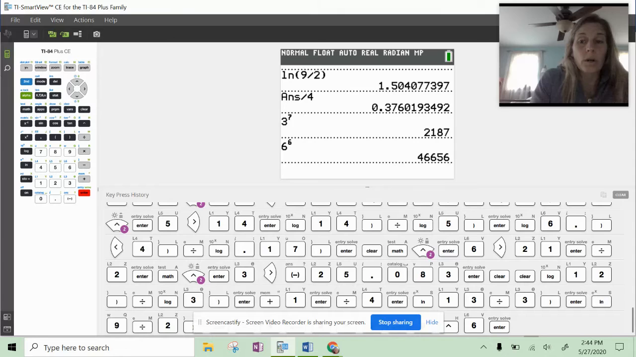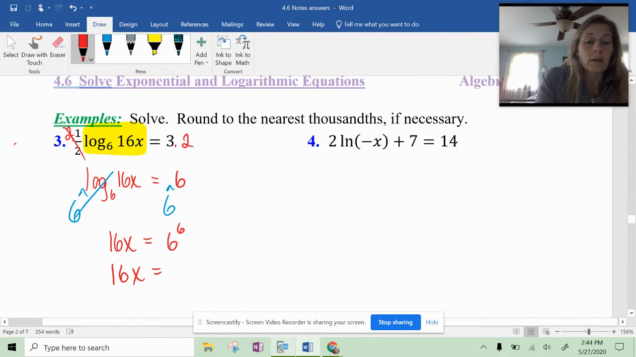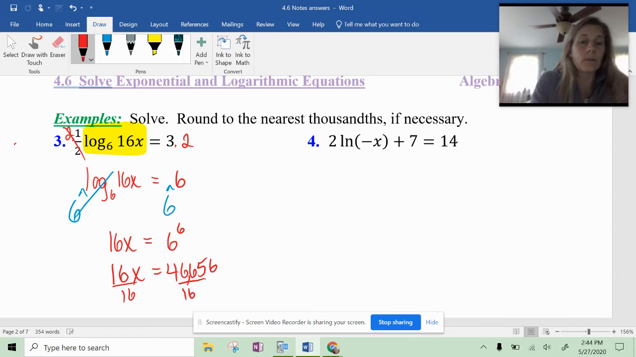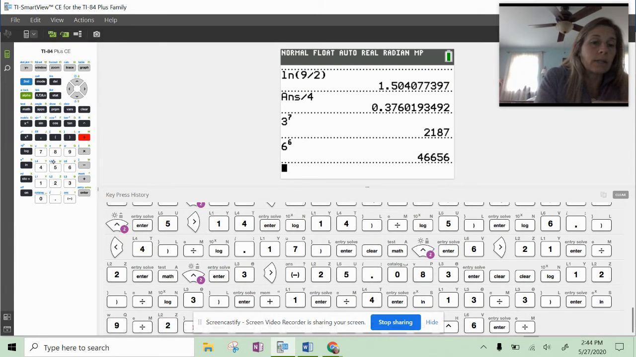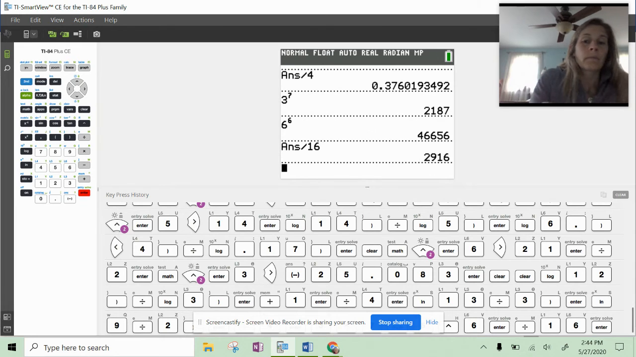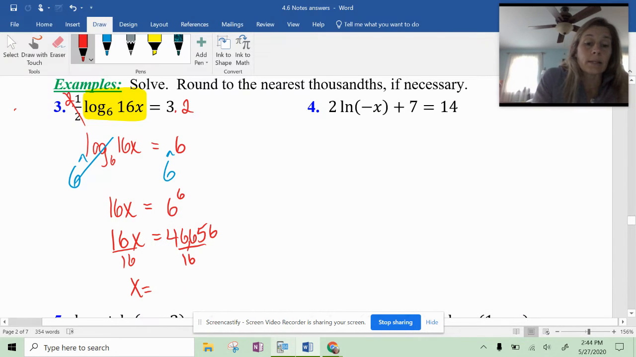6 to the 6th power, which is 46656. And then, of course, you would divide that by that 16 to finish solving for x. Since I already have that on my screen, I'm just going to hit divided by 16. And I get 2916.